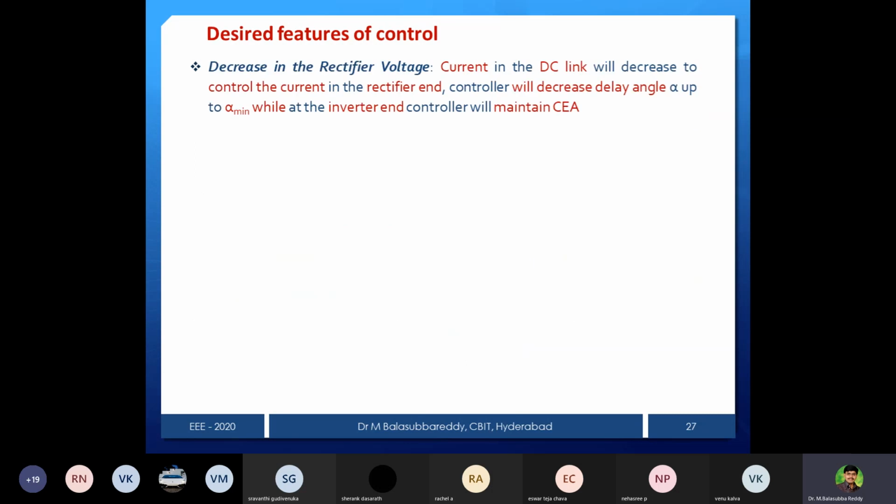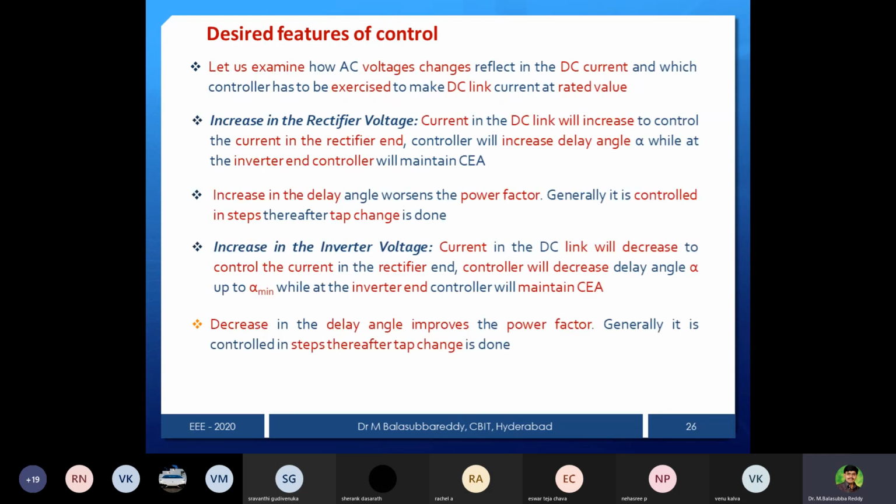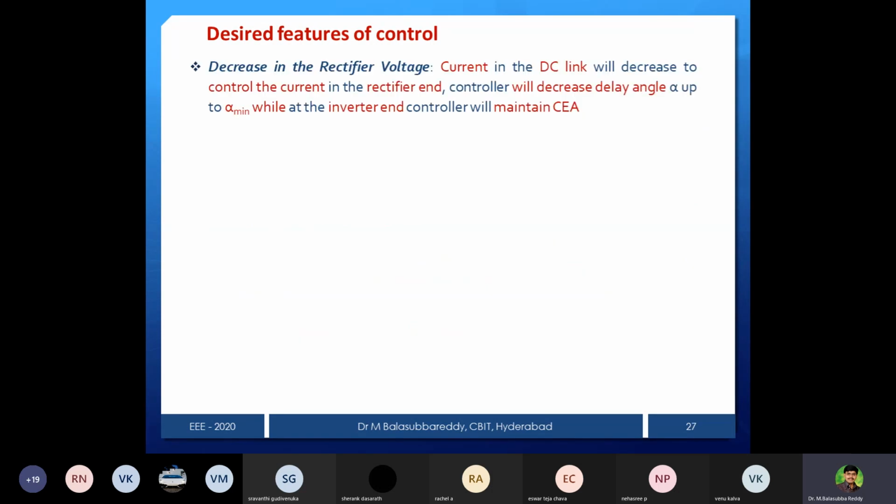And the third one is a decrease in the rectifier voltage. The previous two cases were an increase in the rectifier voltage and an increase in the inverter voltage, and the other versions are a decrease in the rectifier voltage and again a decrease in the inverter voltage.